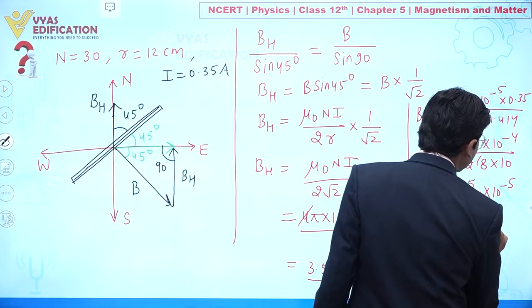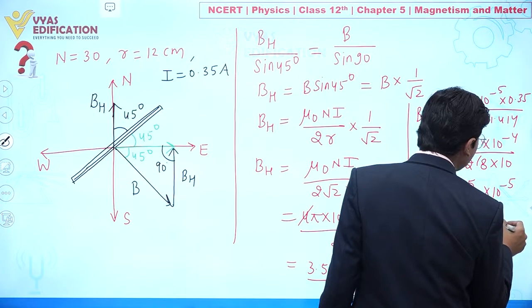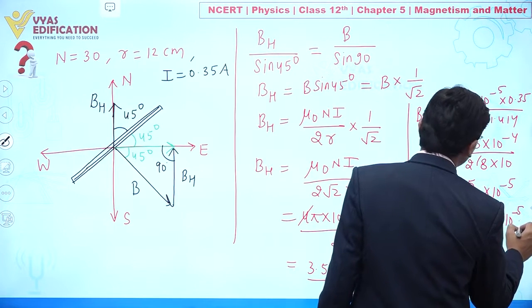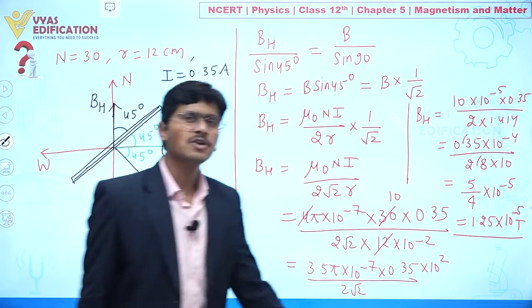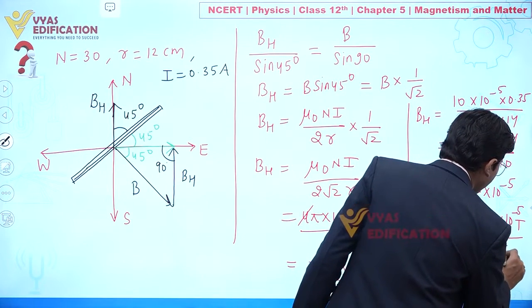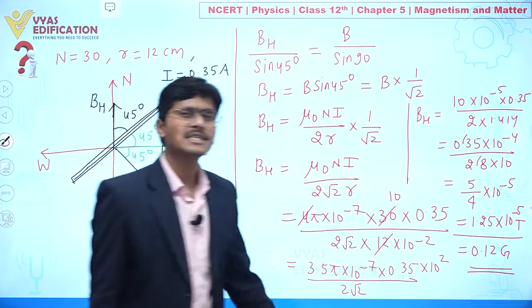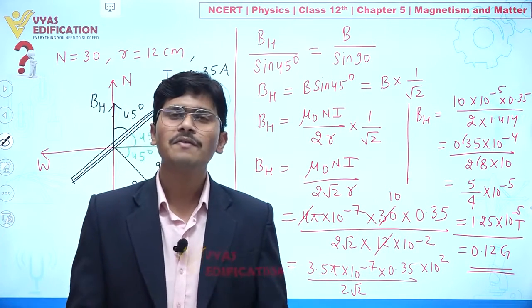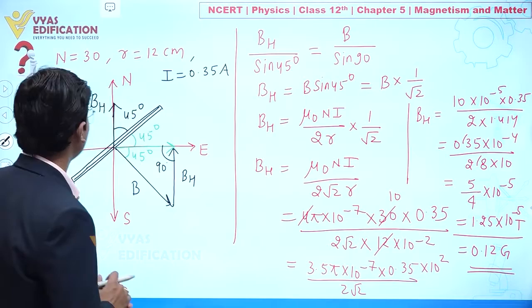So from here I am getting the value 1.25 into 10 to the power minus 5 Tesla. Clear? We can also write it in terms of Gauss. So this is equal to 0.12 G. Clear? So we can say this is the value of the horizontal component of earth's magnetic field. Clear to everyone? Yes.